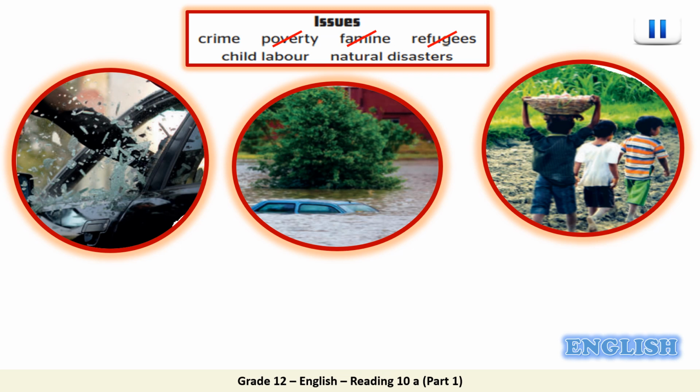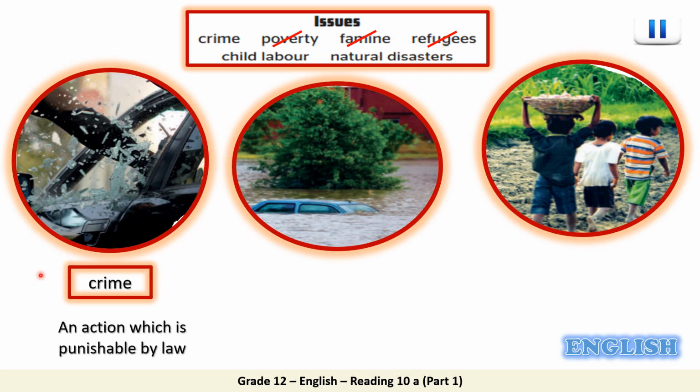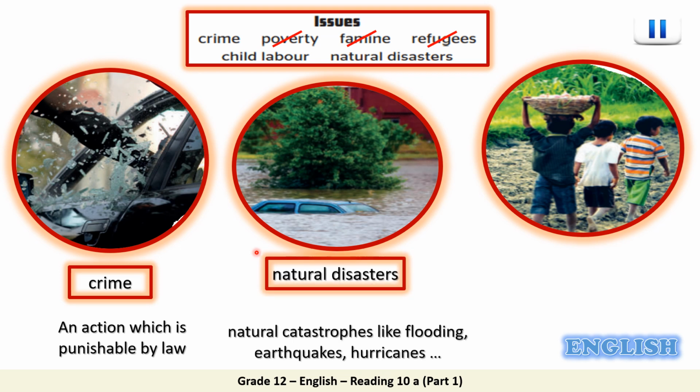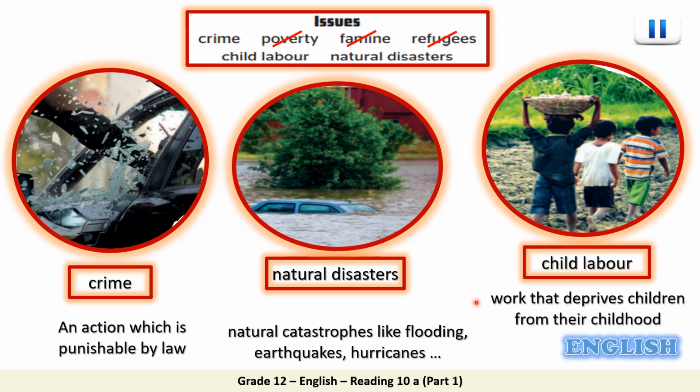Ready? The first one expresses a crime, and a crime is an action which is punishable by law. The second picture expresses natural disasters or natural catastrophes like flooding, earthquakes, hurricanes, etc. The third one is about child labor, which is work that deprives children of their childhood.